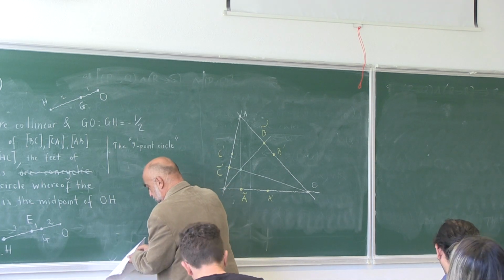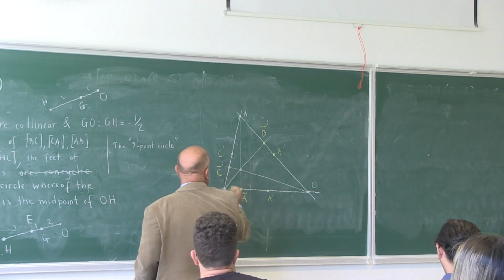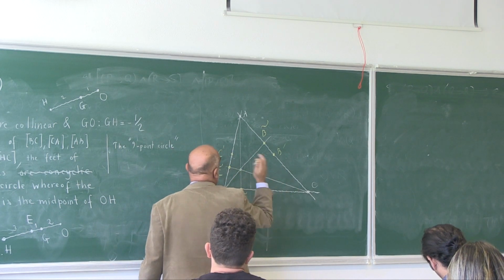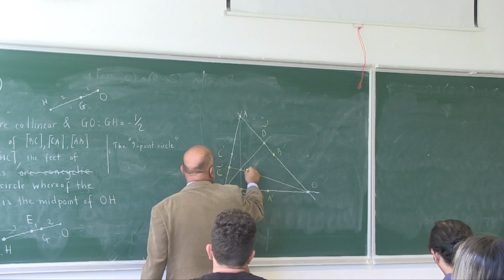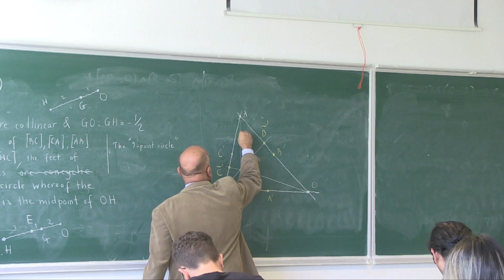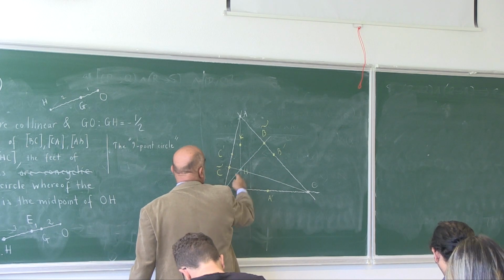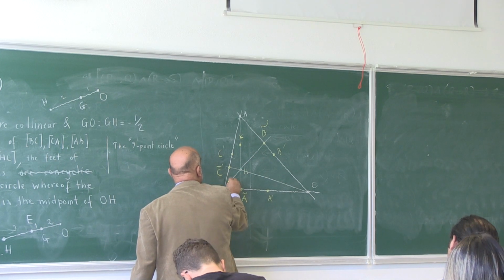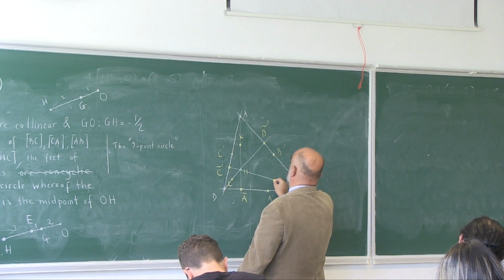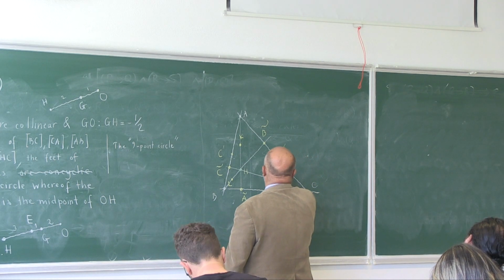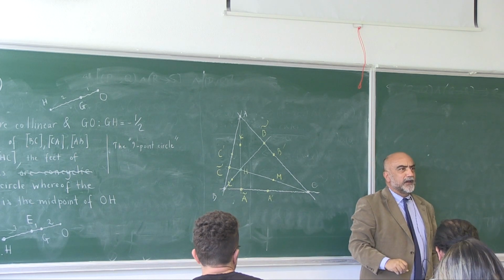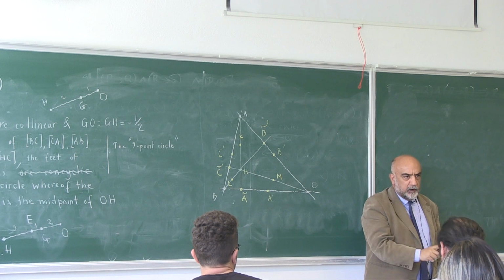So the theorem says that the midpoints of the sides and the midpoints of the line segments joining the orthocenter to the three vertices. For instance, H, the orthocenter, let's join to A and let me take the midpoint and call this K. Let me take the midpoint of HB, and call it L. And the midpoint of HC, I have to be careful about that. Here we are, M. So you've got your 9 points, and all these 9 points lie on a circle.